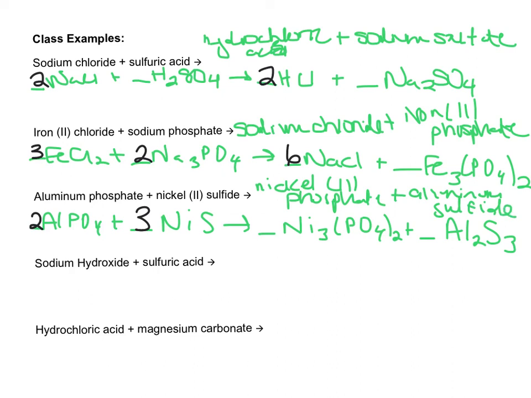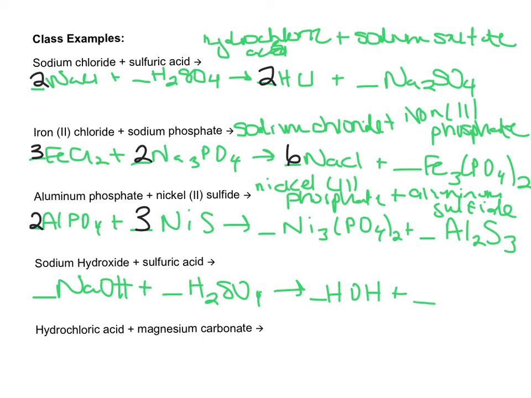Good. Next one, I've got sodium hydroxide and sulfuric acid. So sodium hydroxide, NaOH, +1 or -1. Sulfuric acid, ic is ate, so it's going to be sulfate, H2SO4, arrow. So now the sodium and the hydrogen are going to swap places. So we're going to end up with hydrogen and hydroxide, HOH, which is water. You're more than welcome to write that as water if you want. And then we're going to end up with sodium and sulfate.